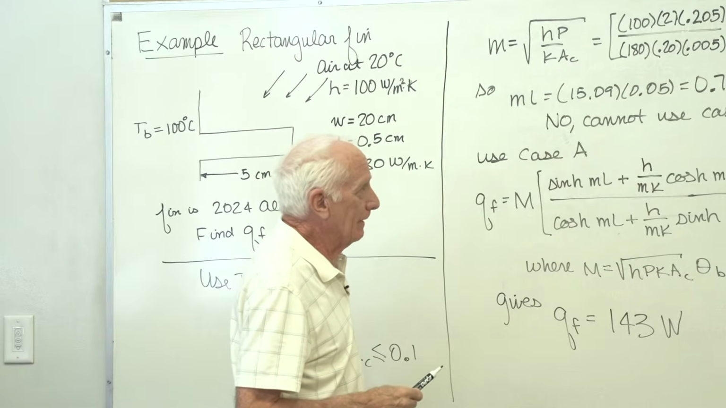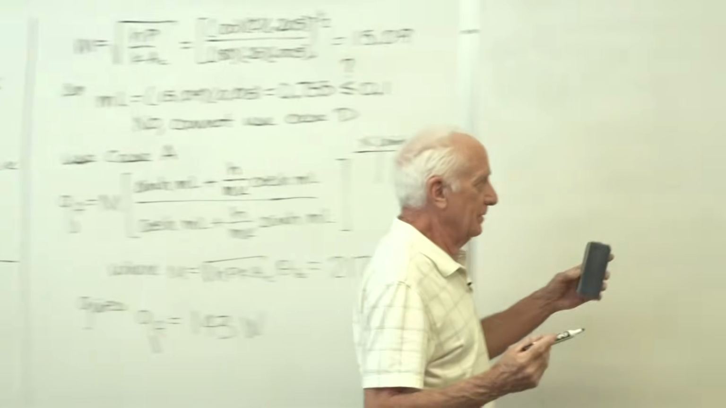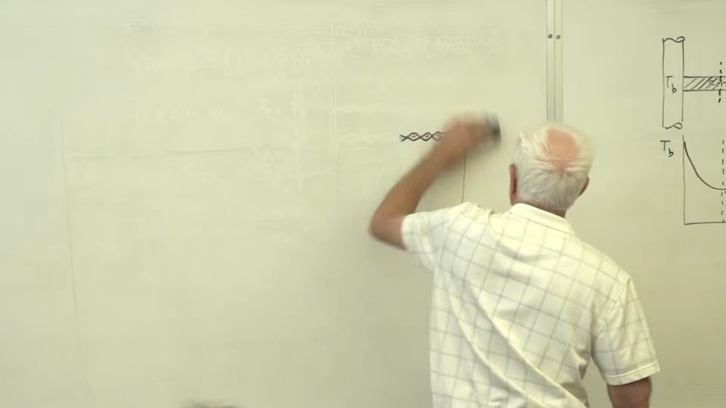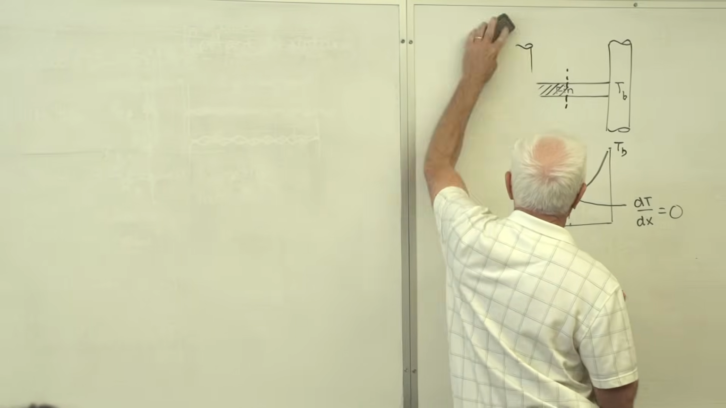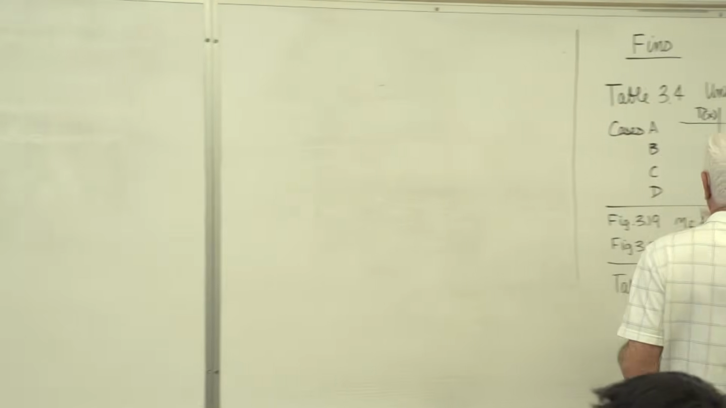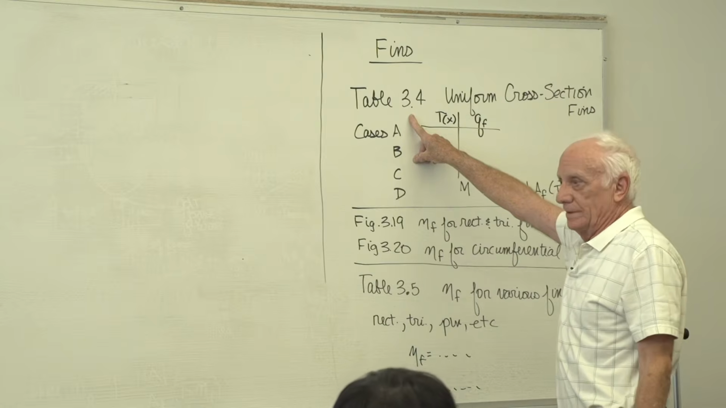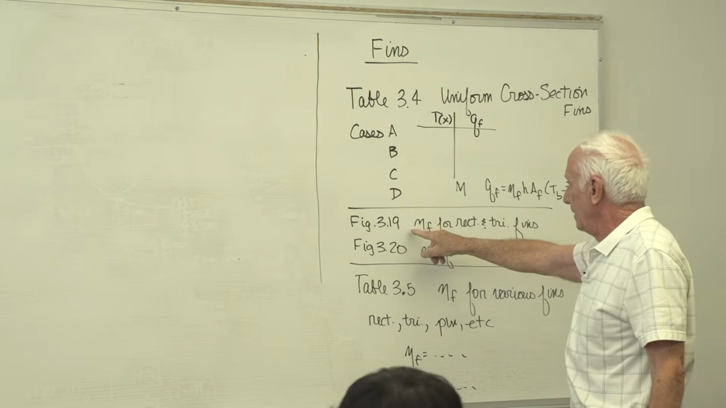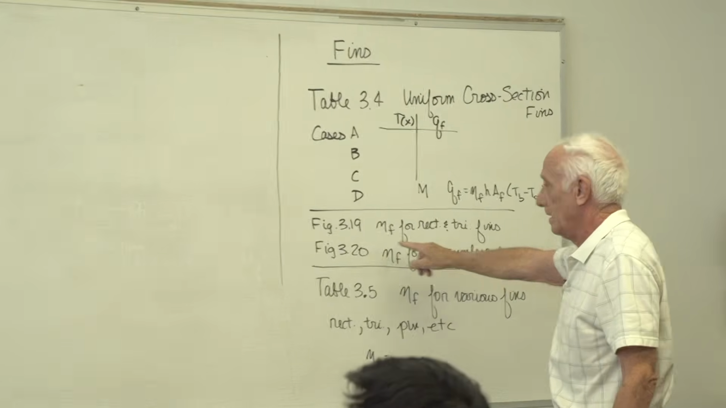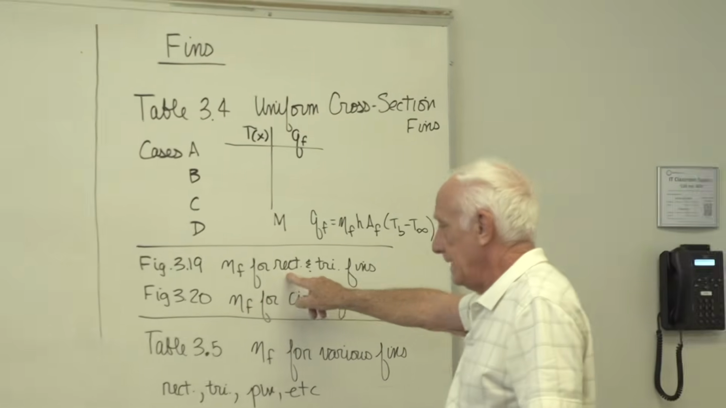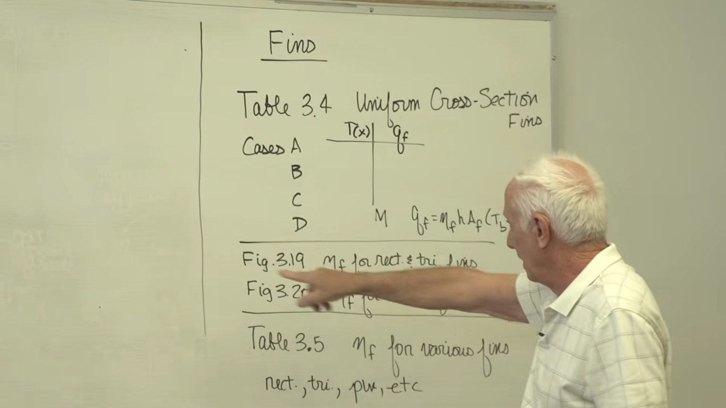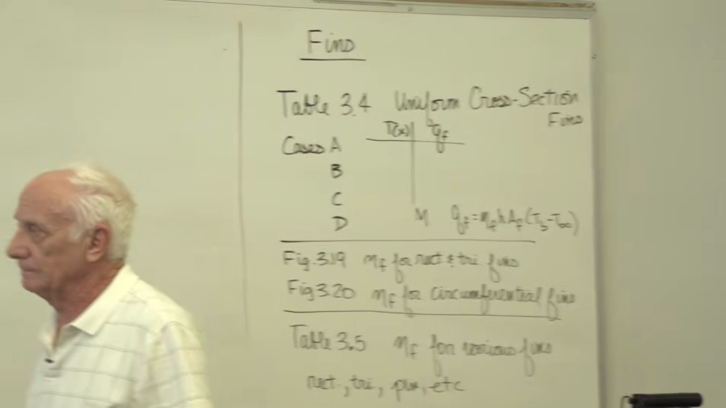All right, now let's take a look at other possibilities. Okay, go down here. Can I use figure 3.19 or 3.20? Not 3.20, it's for circumferential. But 3.19, rectangular, my fin is rectangular, good. I'm going to use figure 3.19.